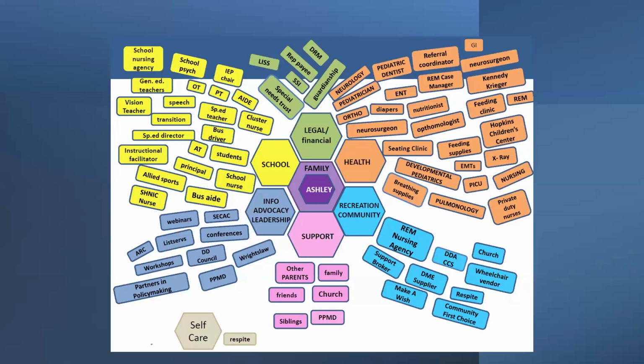This is another example. It's a little bit busier. There's a lot going on. This is a young adult woman with very complex medical needs. You can see there's things like the durable medical equipment supplier on here, the wheelchair vendor, private duty nurses. There's a lot more stuff going on here. And we can kind of put these up on the screen at different times so you can look at them and get ideas.